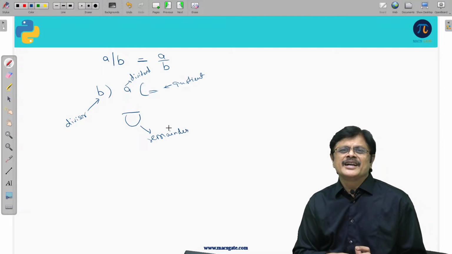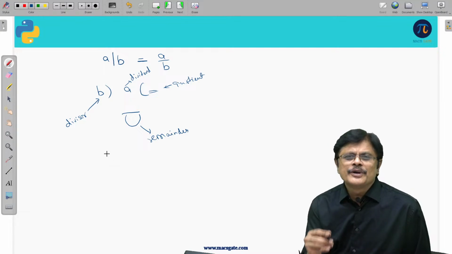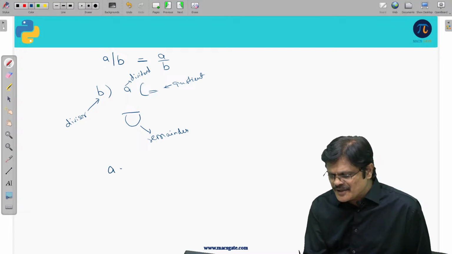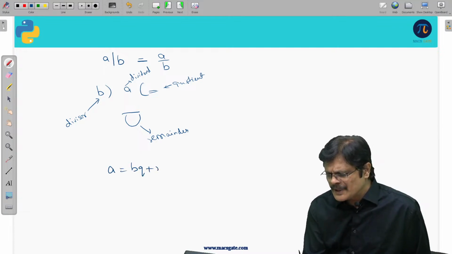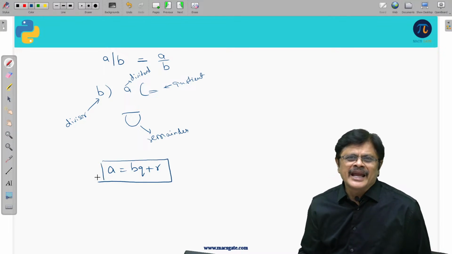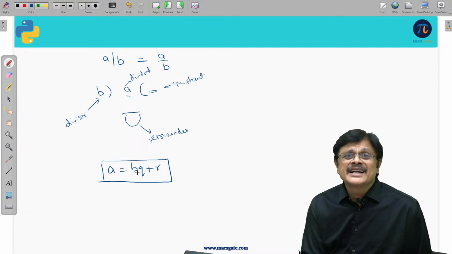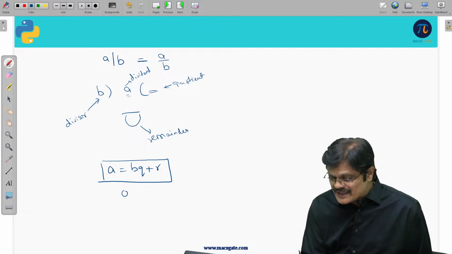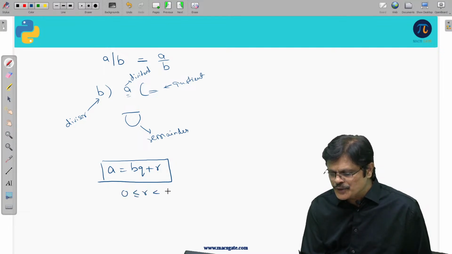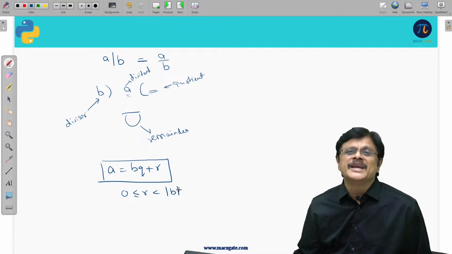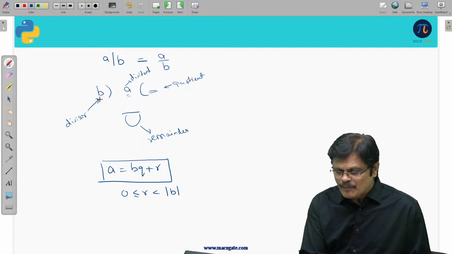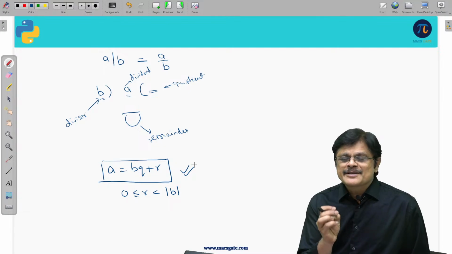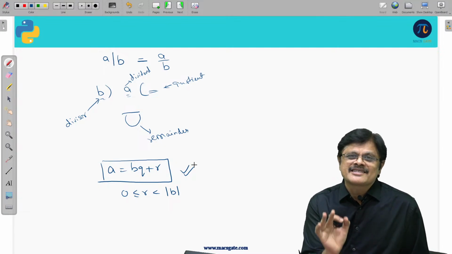See, we have this division algorithm formula. Whenever you divide an integer A by B, we can always find another integer Q and R such that A is equal to B into Q plus R. Here A is the dividend, B is the divisor, Q is the quotient, and R is the remainder. And please note that the value of R is always between 0 and less than mod B. So this is a very important formula. Why have I written this? Because Python tries to follow the mathematical results exactly.